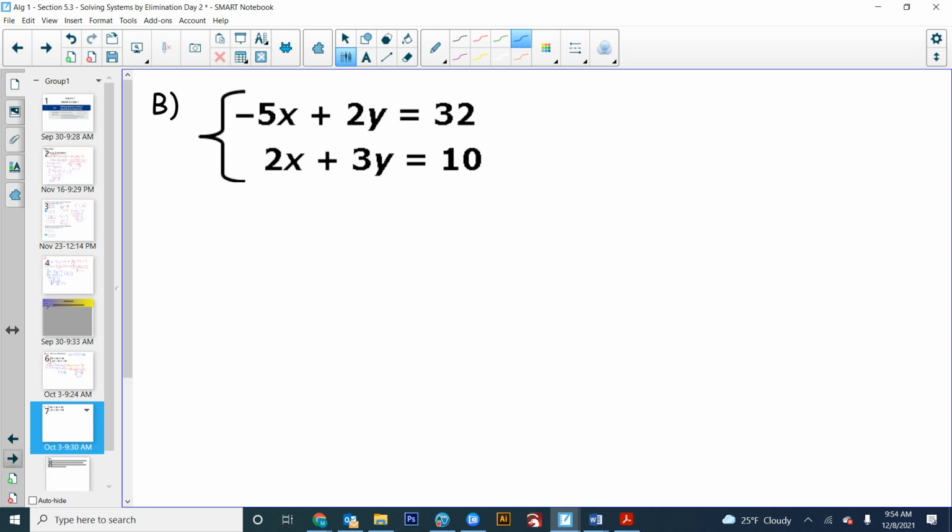What am I going to multiply my top by? 2. What am I going to multiply my bottom by to get 10x? +5. And then I'm going to have -10x, +10x. All right, you guys go ahead and distribute that real quick.